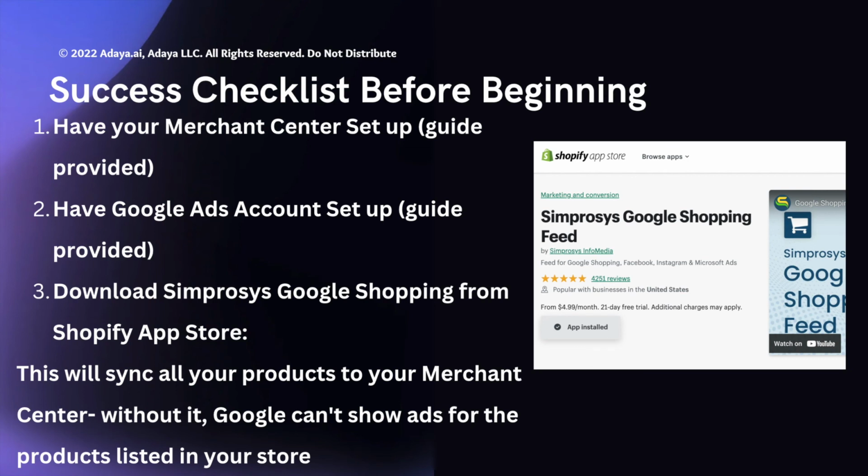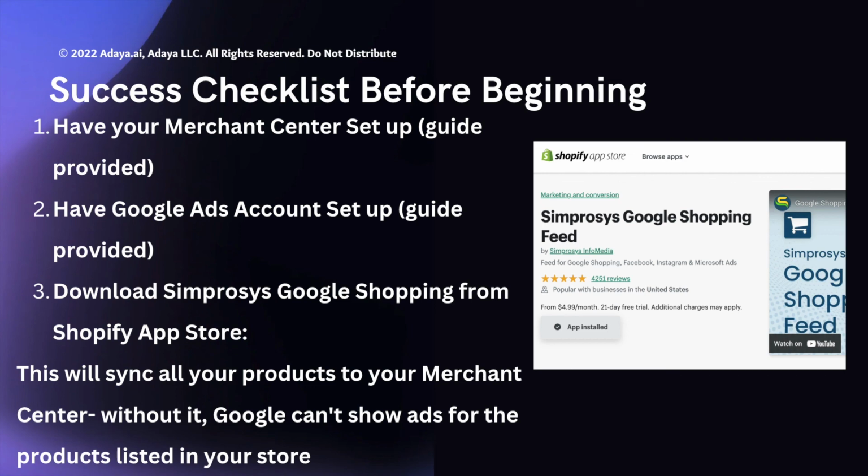You want to download the Simprosys Google Shopping app from the Shopify App Store. Don't even bother looking for anything else. This is the only app that you need. It's the best app, and it's $5 a month. It's super necessary because this keeps your products updated with Google Merchant Center, which means your ads show for whatever pricing you have, whatever is in stock, whatever is not in stock. Without this, Google can't show your ads for the products listed in your store, which means this whole strategy just won't work.